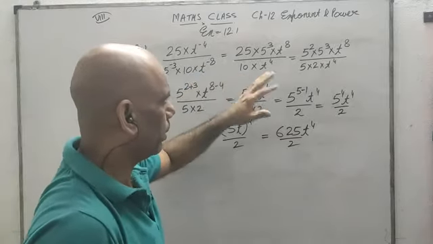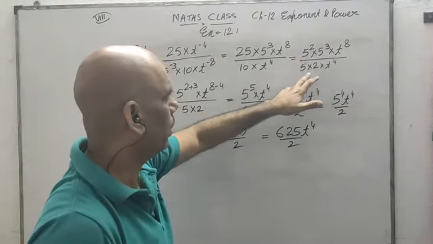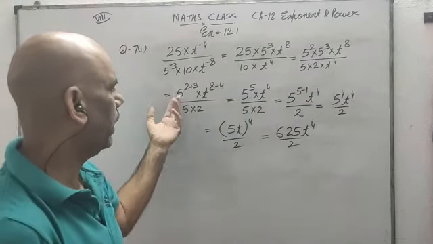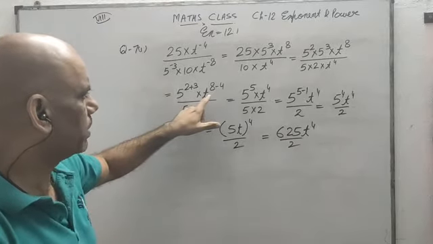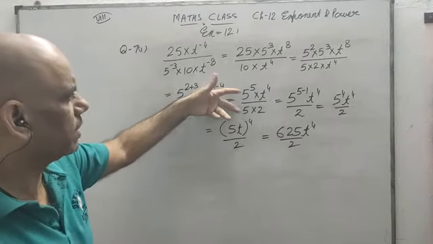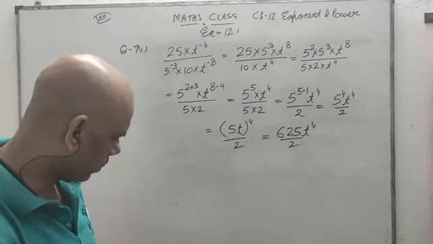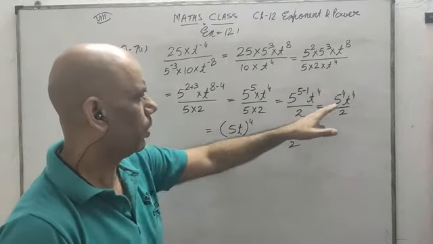Then I make the prime factors of 25 and 10. 25 is written as 5 to the power 2, 10 is written as 5 into 2. Thereafter, by the laws of exponent, in 5 the powers have been added, in 2 the powers have been subtracted. Thereafter, once again I have applied the laws of exponent in 5. So I got 5 to the power 5 minus 1, 2 to the power 4 upon 2.